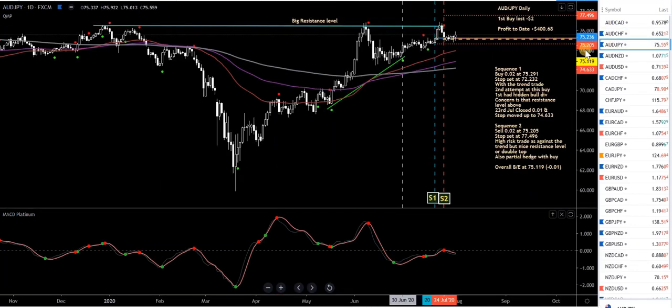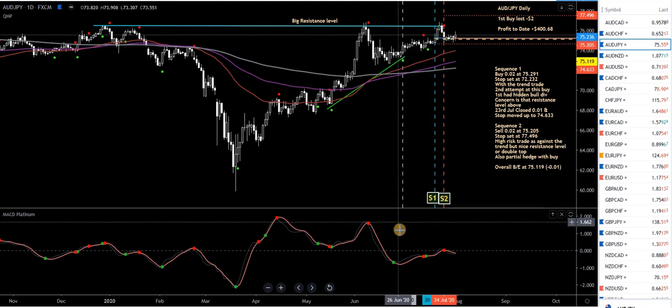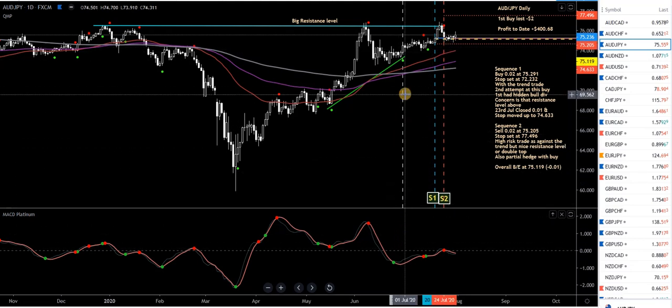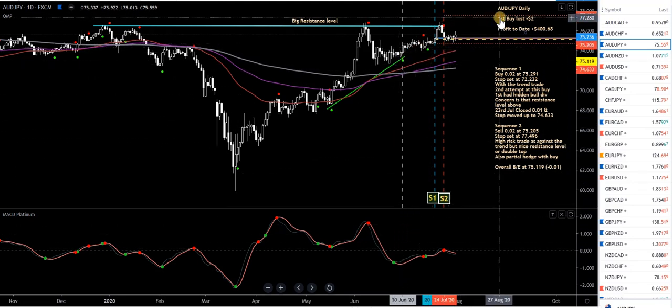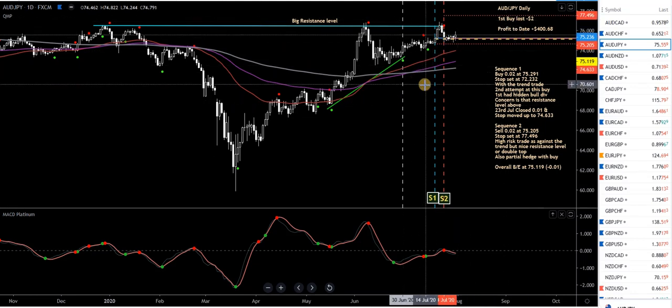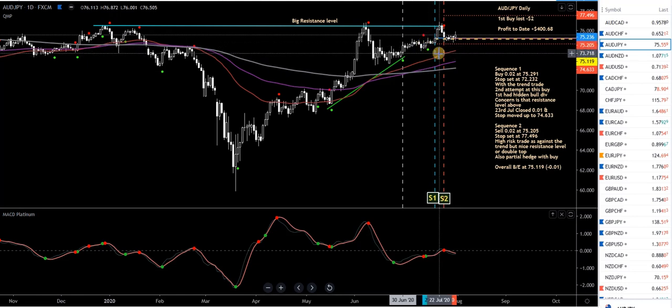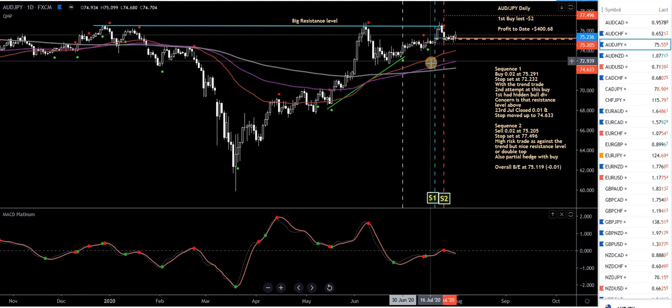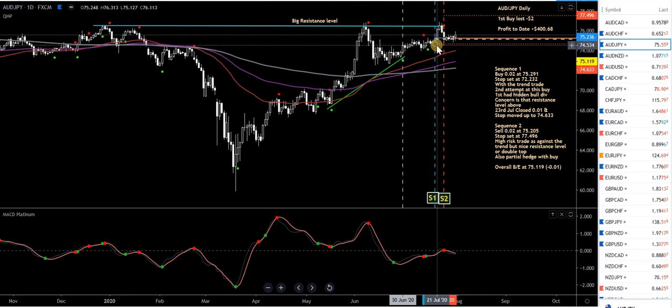Oz Japanese yen. Now, this grey vertical line here is my first buy. So I took a buy here and I closed it when I got this reversal signal. And I've taken a second buy in here. I'm not sure why I didn't take it in here. Anyway, I've taken it. It's got a stop in place here.